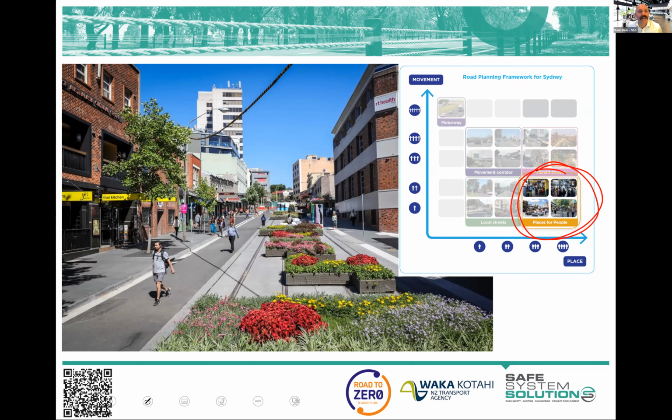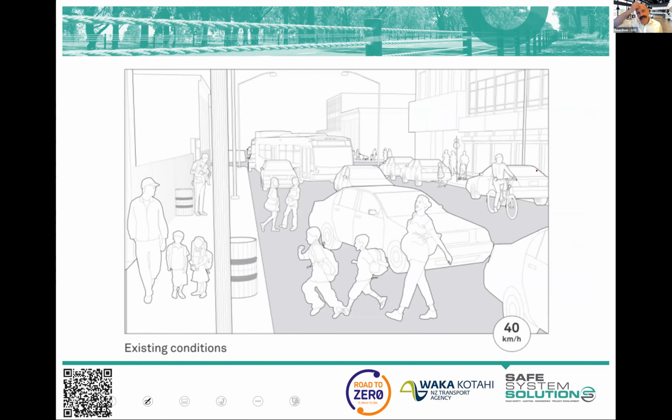Okay. So here's the artistic impression, and they're always factually inaccurate, aren't they, when you get the artists onto it, but don't worry about that. But we're seeing here that it's a road, it's got cars, pedestrians, cyclists, it's a 40 km/h speed zone.